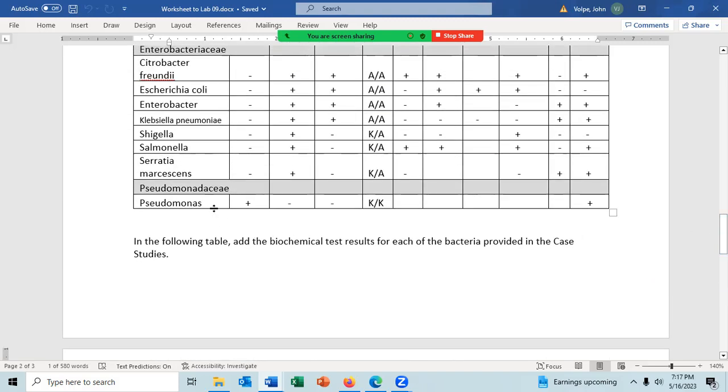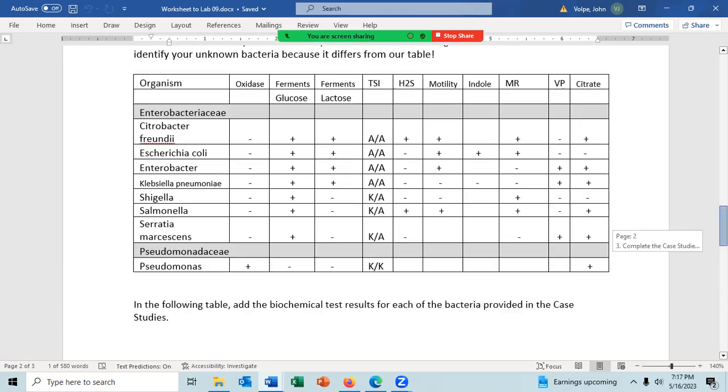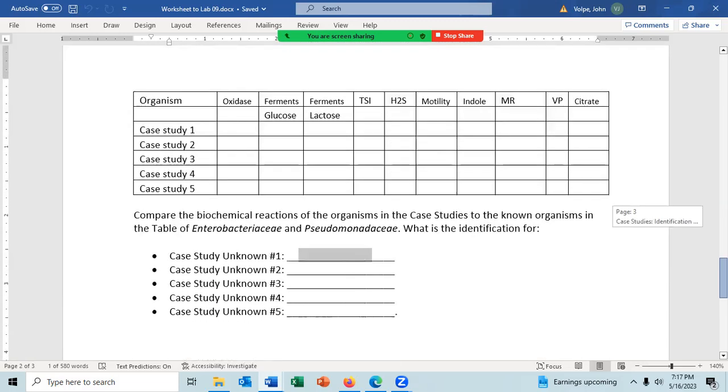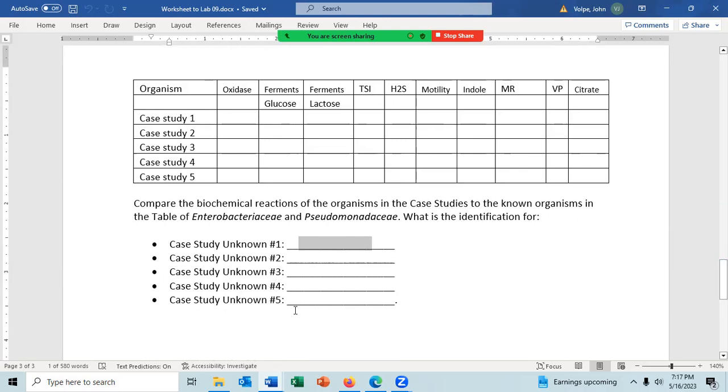For the Pseudomonadaceae, all you need to do is state Pseudomonas because we're only looking at Pseudomonas aeruginosa. But all the others, you must give the species because each of the members of the Enterobacteriaceae is a different species and it has different results in the different tests. So identify the different species in the case study here, and then submit the worksheet only. Do not submit the lab module. Any questions about what you're doing?